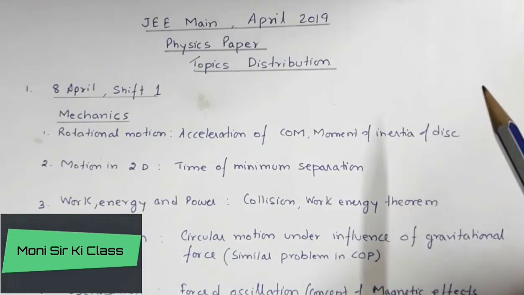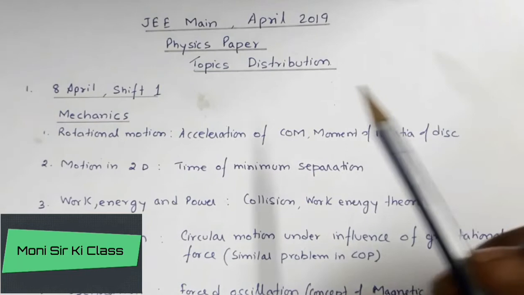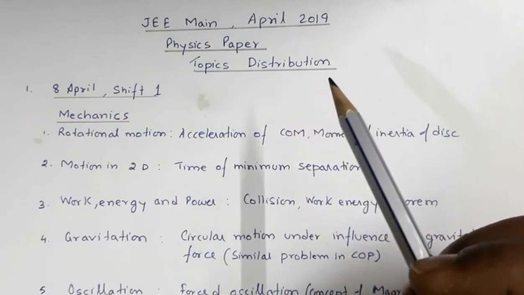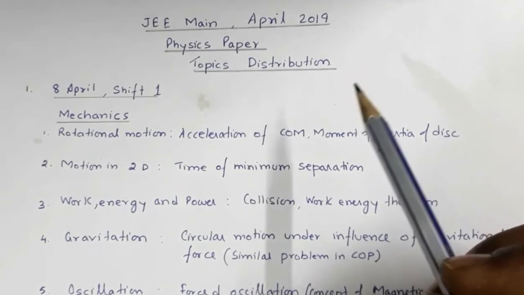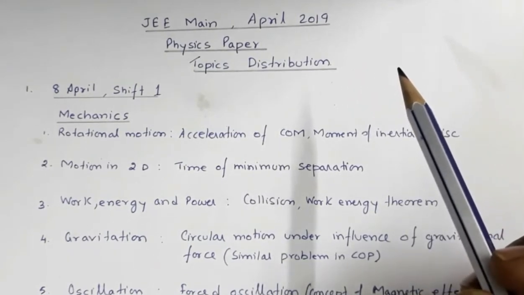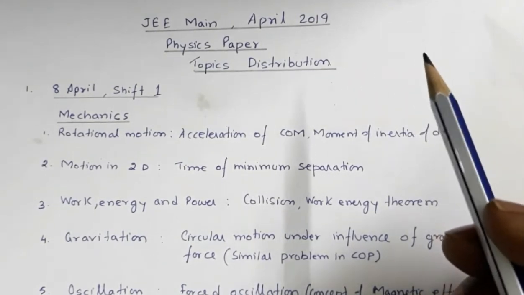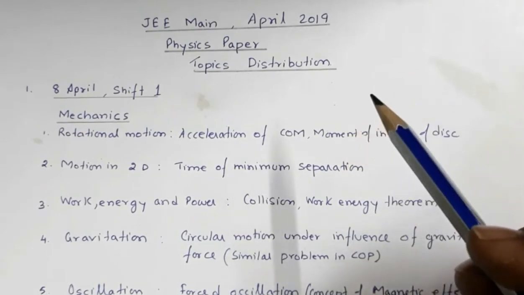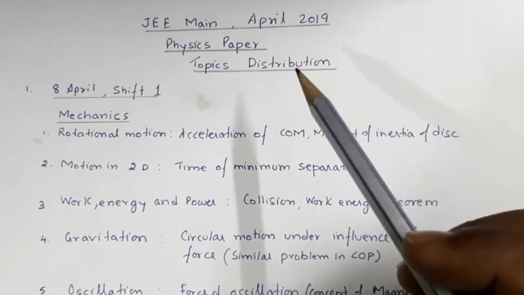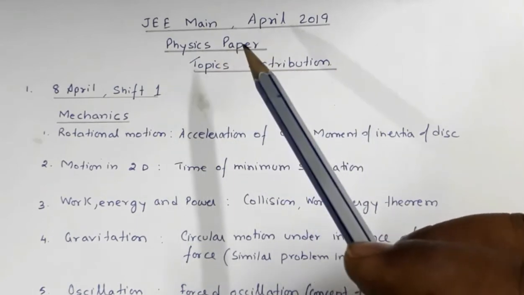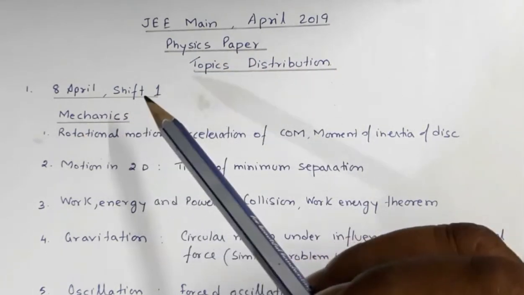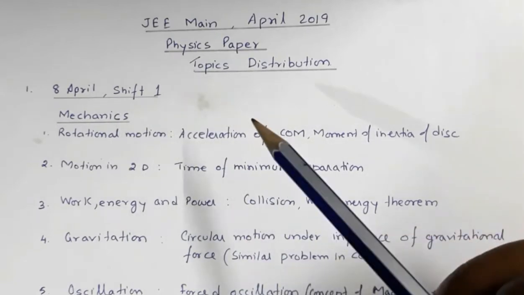Now this video will be useful for students who have just appeared for their JEE Main examination, and this video is also meant for students who are currently in class 11 or in class 12 so that they can select the topics or they can know the topics from which questions were asked. Okay, now this is the topic distribution from the physics paper of the JEE Main examination, which was held on 8th April, shift 1, that is the morning shift.